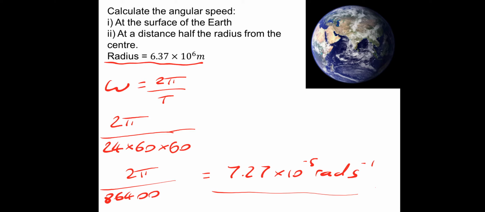So the angular speed at a distance that's half the radius from the centre, part 2, is also 7.27 times 10 to the minus 5 radians per second.